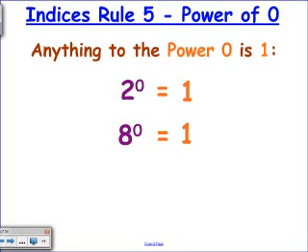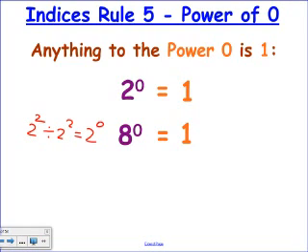Rule number 5. Anything to a power of 0 is the number 1. Okay? So if you think about it, I've got 2 squared, and I divide it by 2 squared. What does that give me, according to rule number 2? 2 to the power of 0. So it makes sense. What's 2 squared? 4. And I divide it by 4. What's 4 divided by 4? 1. So that's why anything to the power of 0 is just the number 1.